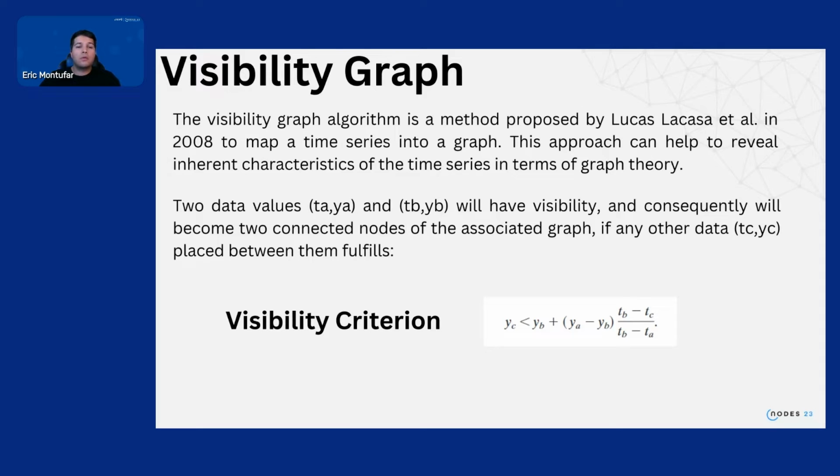So in order to convert from a time series to a graph, we have to follow some steps. The first one is that every point in the time series is going to be mapped into a node in the graph. I will show you an example right after, but I want to just highlight what the method looks like. And then we are going to decide whether an edge has to be created between each pair of nodes based on something called the visibility criteria, which is this mathematical expression on the screen. But I think it's easier if I show you with an example.